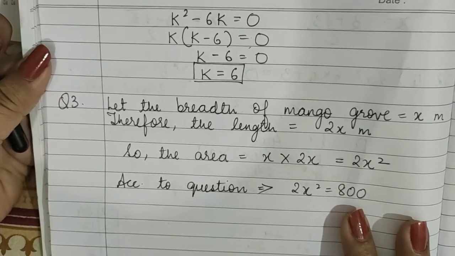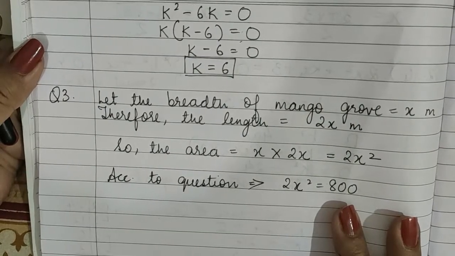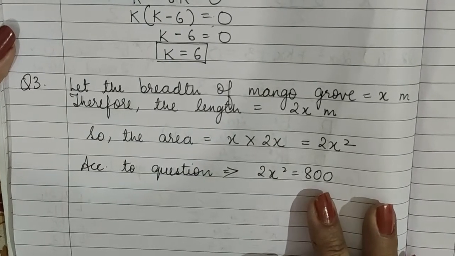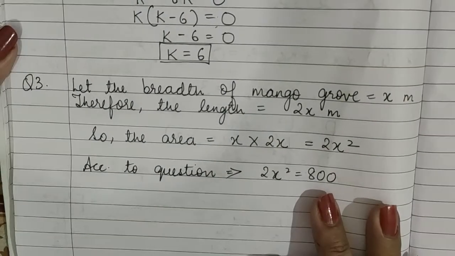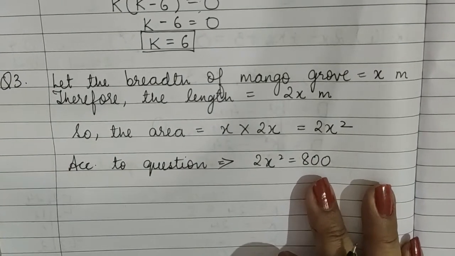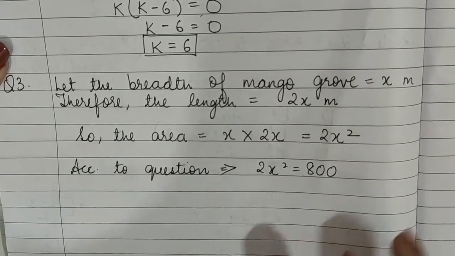Now we move on to question number 3. Is it possible to design a rectangular mango grove whose length is twice its breadth and the area is 800 meters square? If so, find its length and breadth. We do not know anything about length and breadth, only the relation that is given is its length is twice its breadth and the area is 800 meters square.